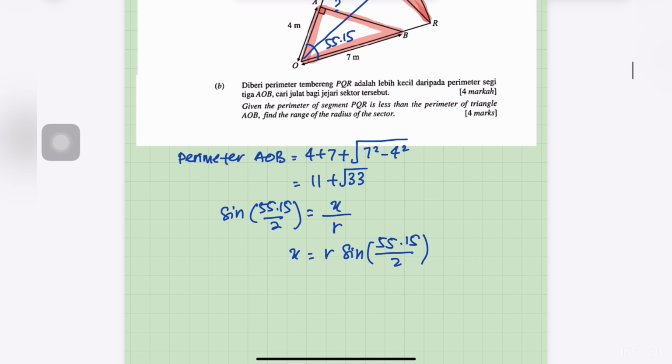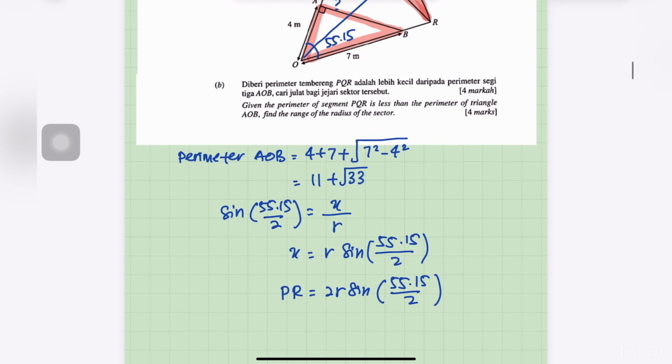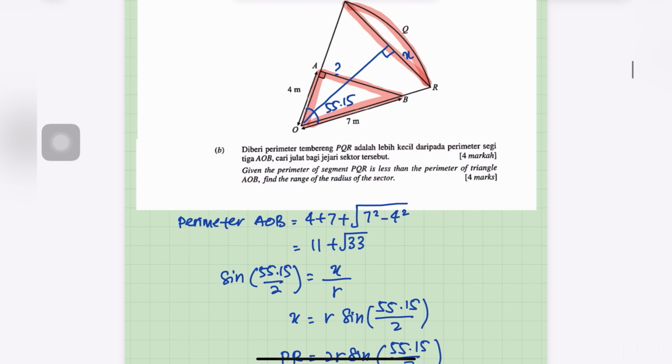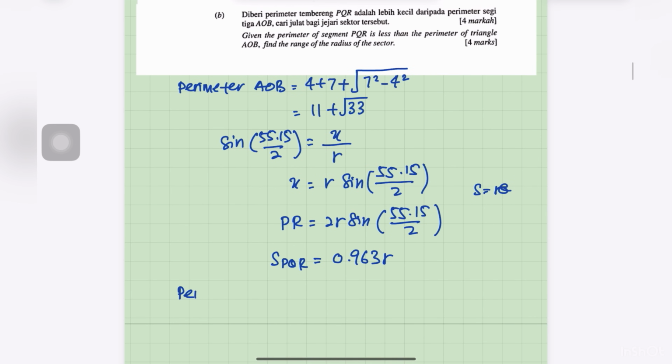So kalau PR double lah. So PR 2 kali ganda. So 2R sin 55.15 over 2. Okay, so itu baru PR. Jadi kalau kita nak cari perimeter PQR, kita kena cari dia punya, itulah sekali dia punya arc length. S PQR. So equal, formula dia S equals to R theta. So R tak tahu, theta is 0.963. Theta. Sorry, R.